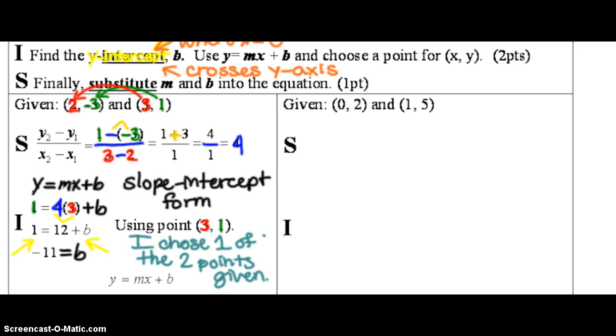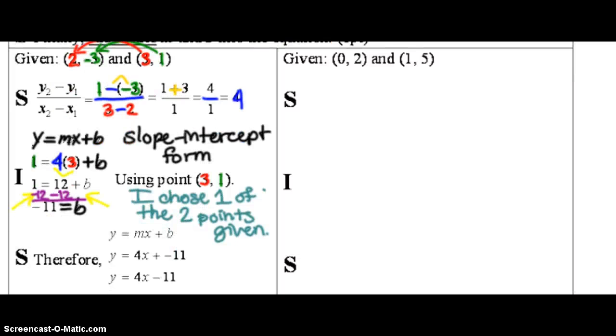Remember, any two letters together, just like m and x, means multiplication. To solve for b, I have to get rid of the 12. Since 12 is attached by addition, I subtract 12 from both sides. That's where the negative 11 came from. 1 minus 12 is negative 11.